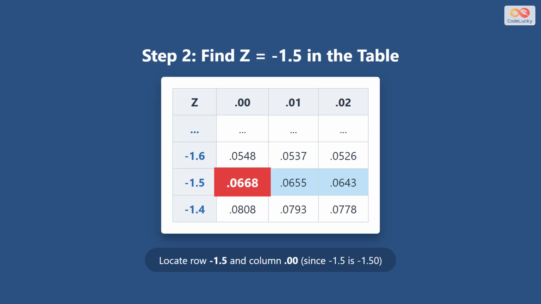Now, we go to the standard normal table, also known as the z-table. We look for the row corresponding to negative 1.5. Since our value is exactly negative 1.5, we look at the column for 0.00. The intersection gives us the value 0.0668.